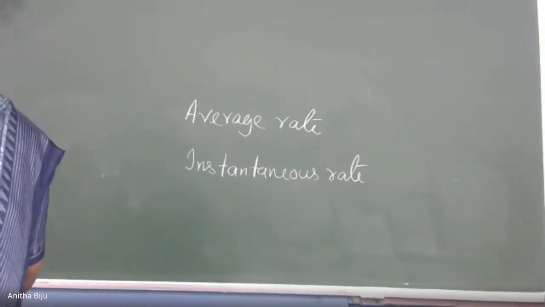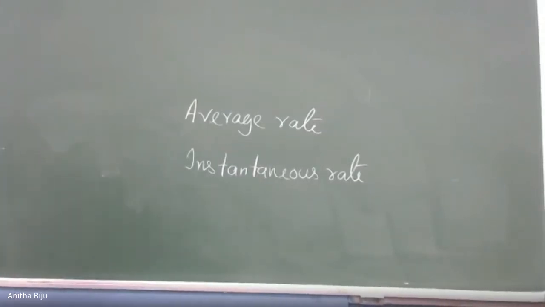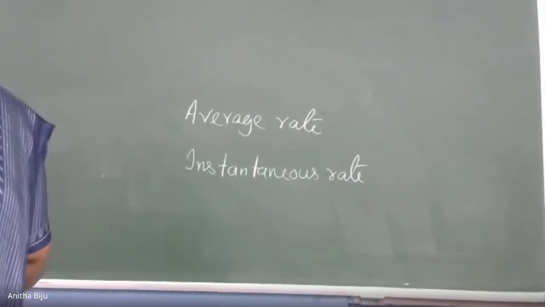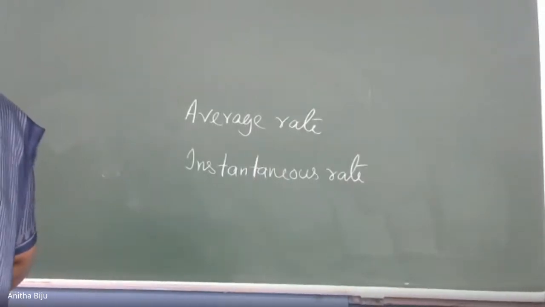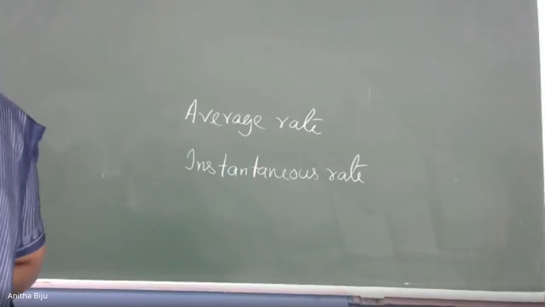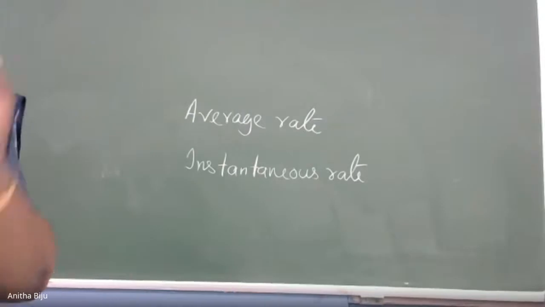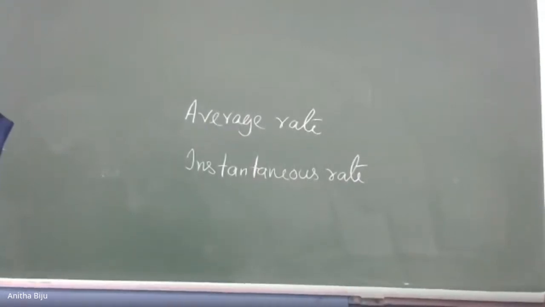Both differ only in the duration of time. In the case of average rate, the time span is in minutes, so it is a minimum of 1 minute or more than 1 minute, or maybe 1 hour in some cases. Instantaneous means within a fraction of a second or a fraction of a minute. It is a very small time span, which is why it is called instantaneous. And where is the difference in the representation of rate of reaction? I will show you.